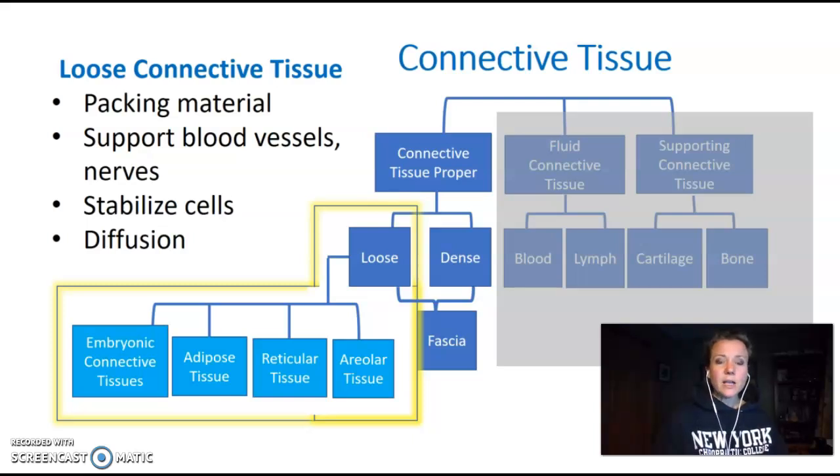Okay, so let's talk in particular about loose connective tissue. We have 4 different kinds. I'm going to give you a brief description of embryonic connective tissue. We'll talk a little bit about adipose tissue, reticular tissue, and areolar tissue. It's not areolar, it is areolar tissue. I'm sorry, I stumbled over that one, didn't I? Areolar. So that's where we're at.